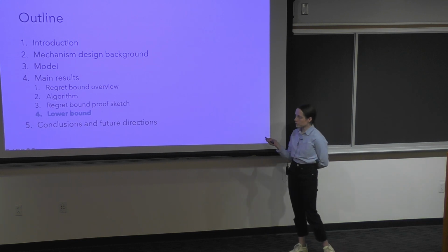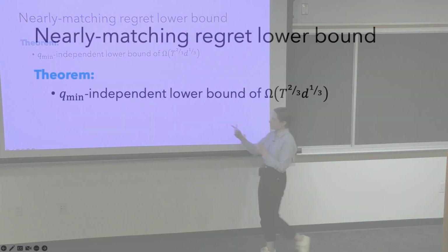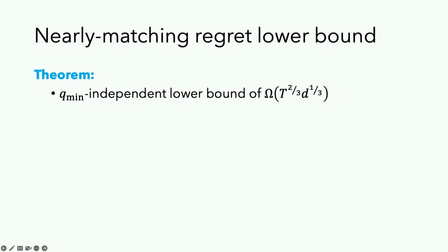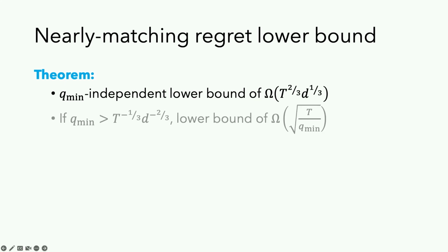So a little bit about the lower bound. We prove a Q min independent lower bound of t to the 2/3 d to the 1/3, where Q min is the lowest probability any type shows up. But when Q min is not tiny, at least t to the 1/3 d to the negative 2/3, we have a lower bound of square root of t over Q min, showing that this 1 over Q min term is unavoidable.